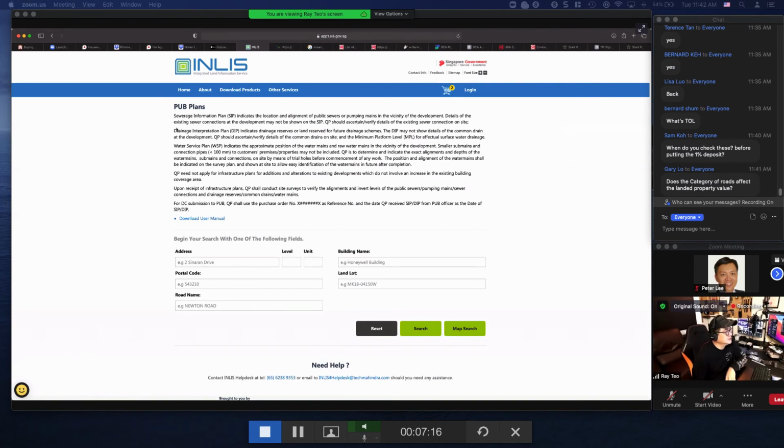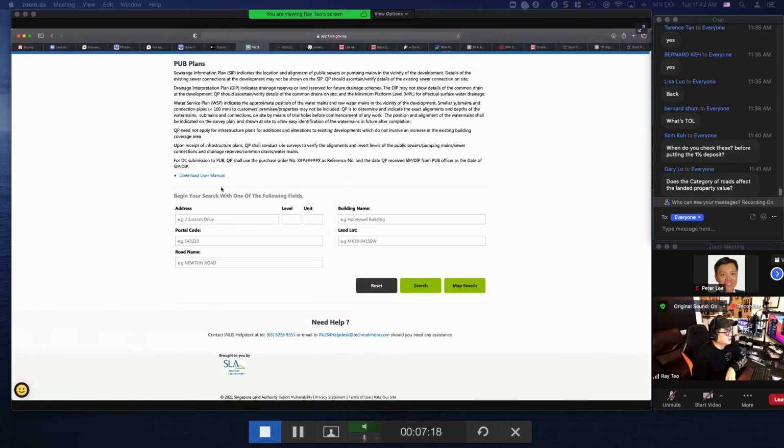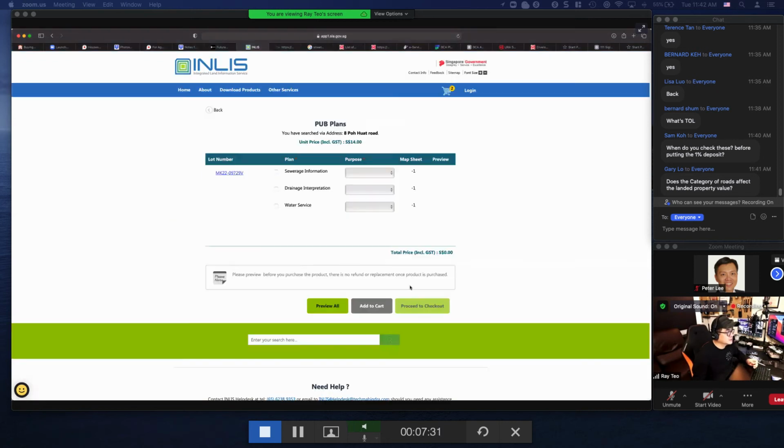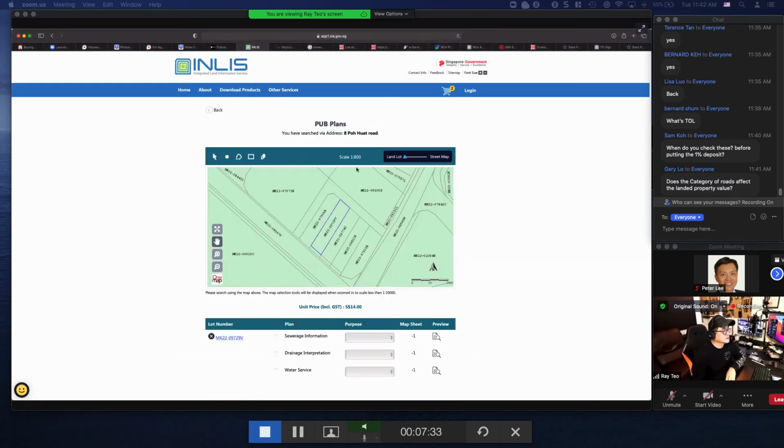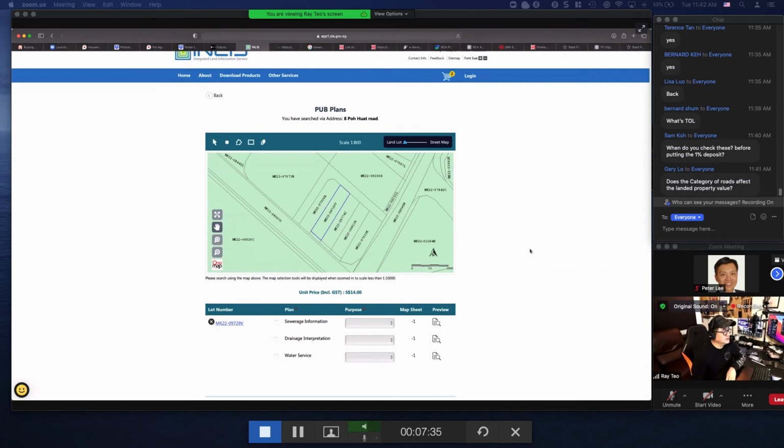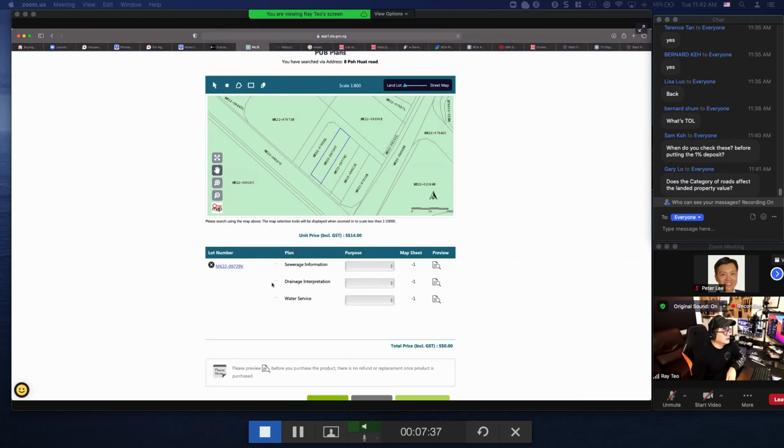So this is PUB plan. You search for, let's say again, 8 Pohart Road. I always use 8 Pohart Road because I have a road line plan of it from 10 years ago. So search. Then you will see what kind of plan you want to buy: drainage interpretation plan, sewage interpretation plan. Then you can see a preview.